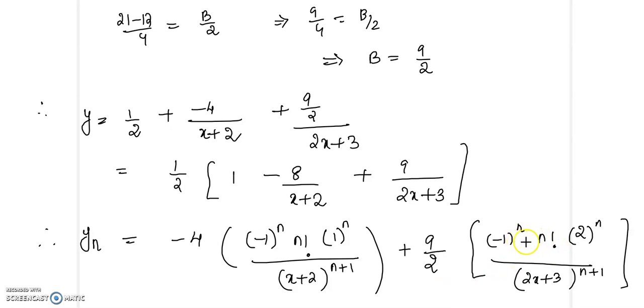Now inside this, minus 1 whole raised to n into n factorial is common. So you can take that outside. So this is the required nth derivative.